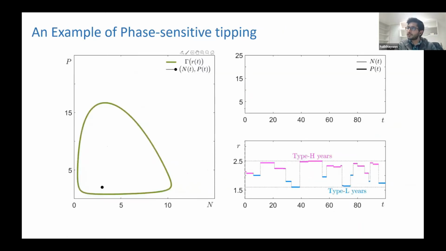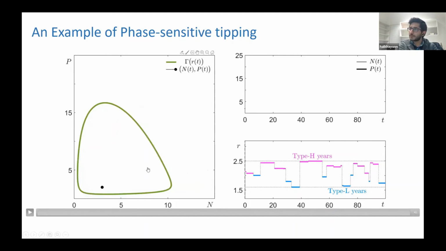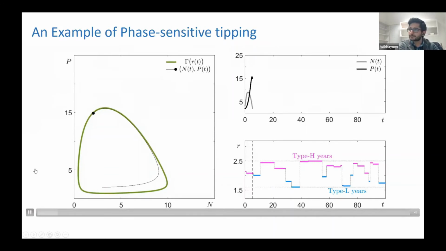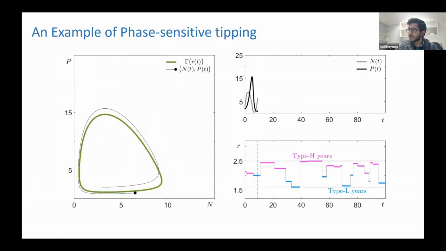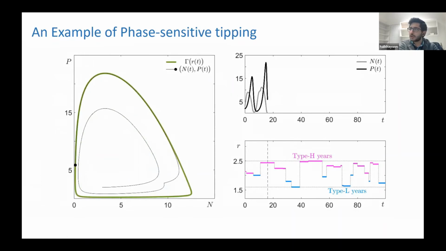To give you an intuitive understanding of this kind of transition, I have this animated example where I plot the phase space of the system over here with the limit cycle that varies with R, and the state of the system that's given by this black dot, the time series of R of t over here, and the time profile of the densities of prey and predator over here. So if I run this animation, you can see that as R is changing, the limit cycle is changing as well.